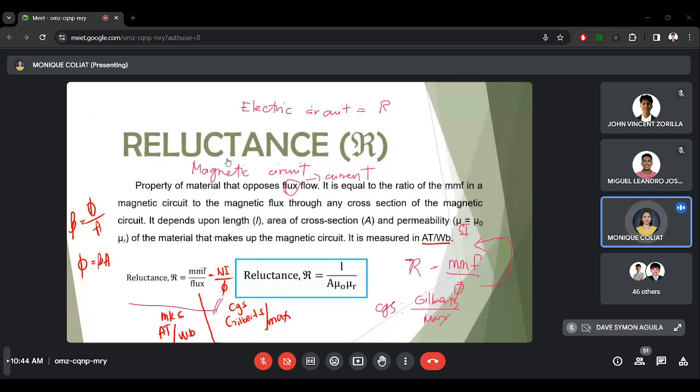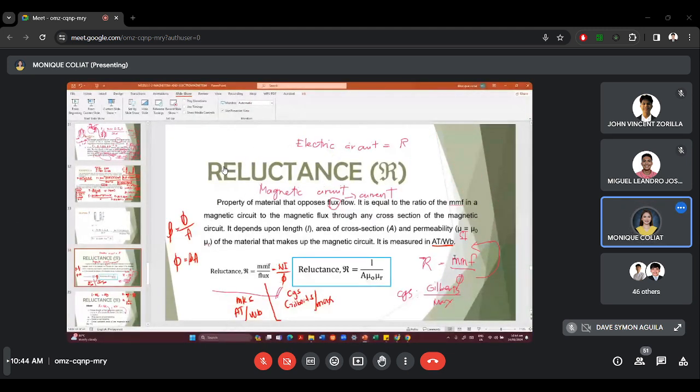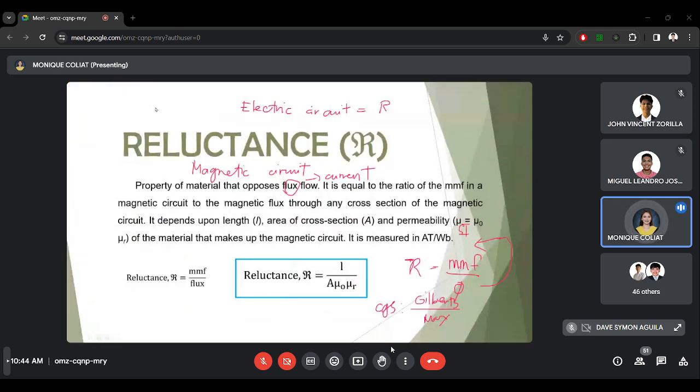Next is reluctance. Wait lang, tanggalin natin ang mga alibot-bot. Ang dami naman. Okay, so reluctance or R. It is the property of material that opposes flux flow.